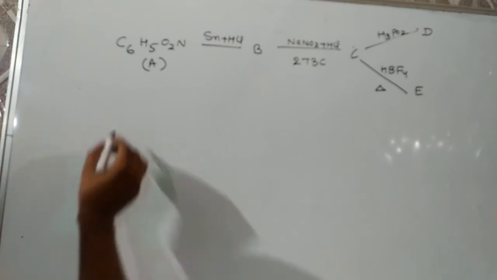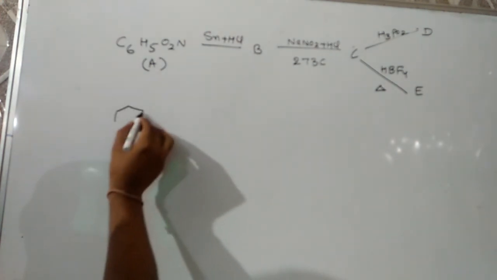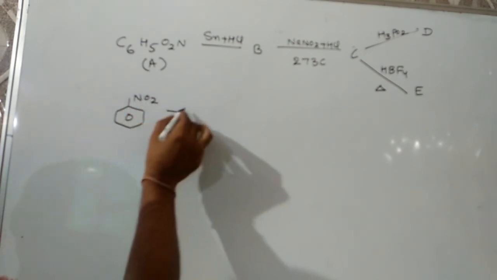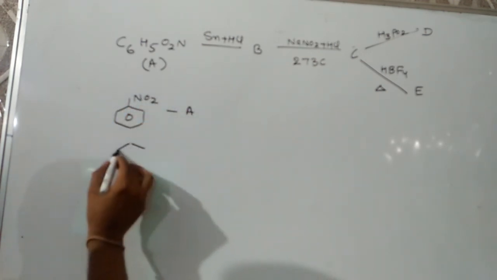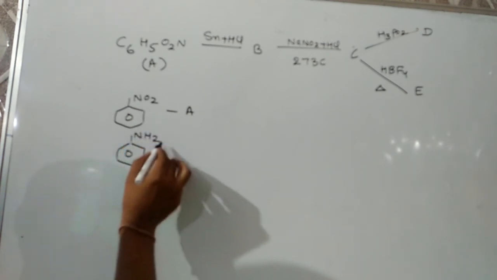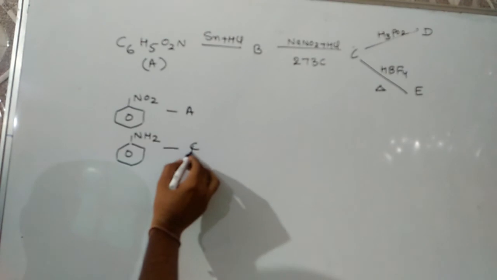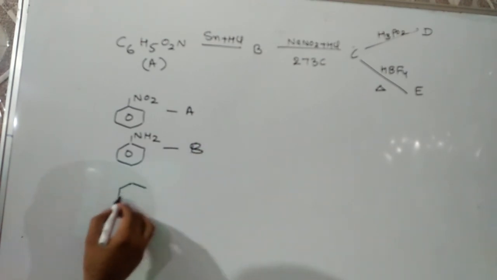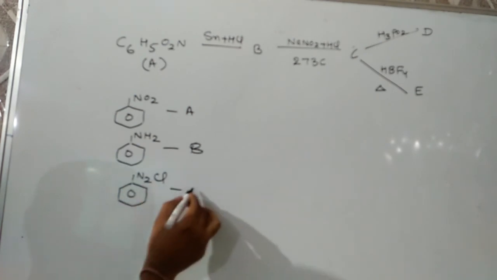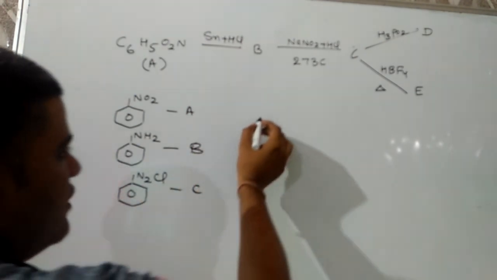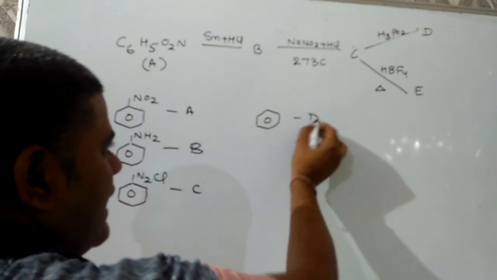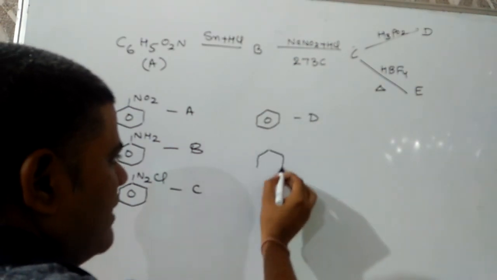So here A can be nitrobenzene. Compound B can be aniline due to reduction reaction. C can be benzene diazonium chloride due to diazotization reaction. D can be benzene due to reduction of benzene diazonium chloride, and E can be fluorobenzene due to Balz-Schiemann reaction.